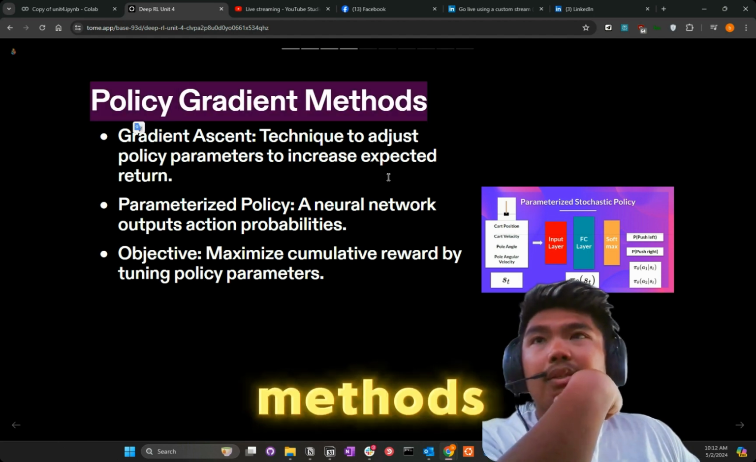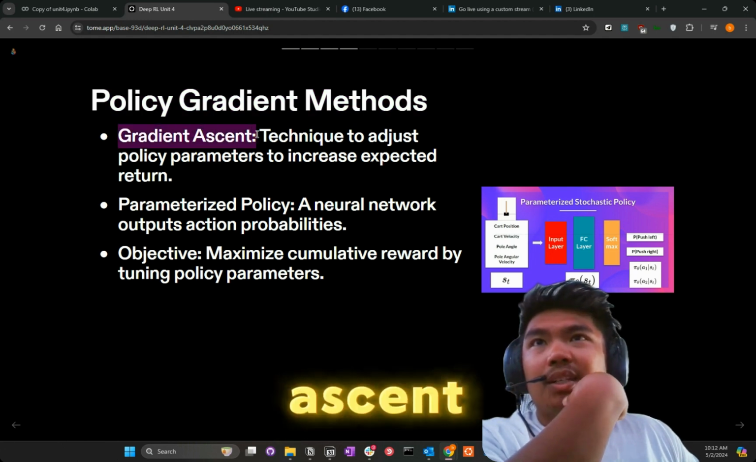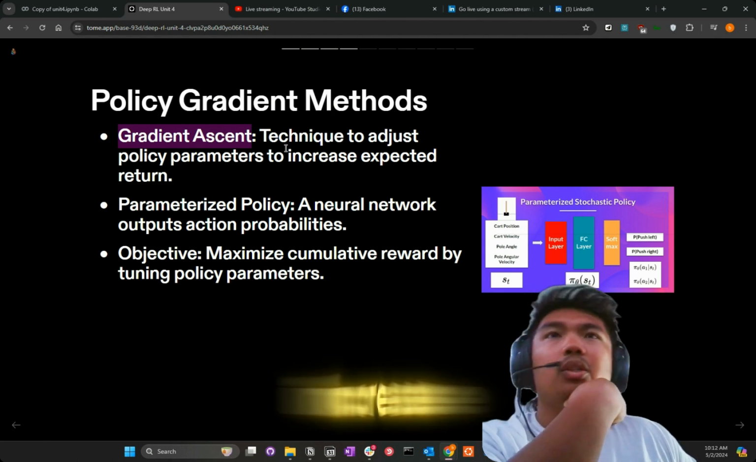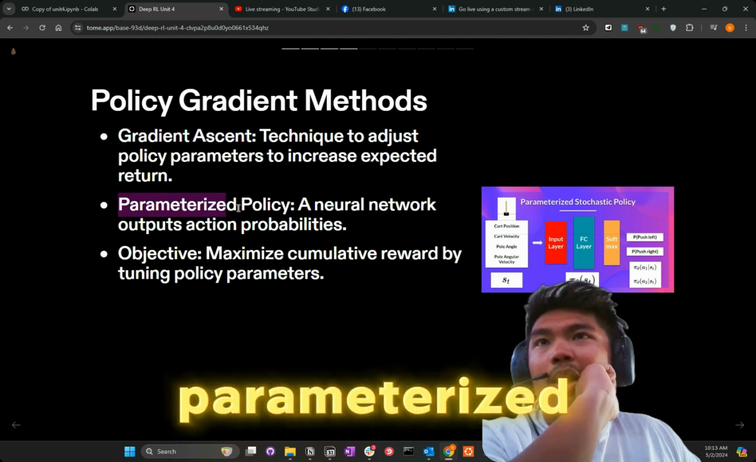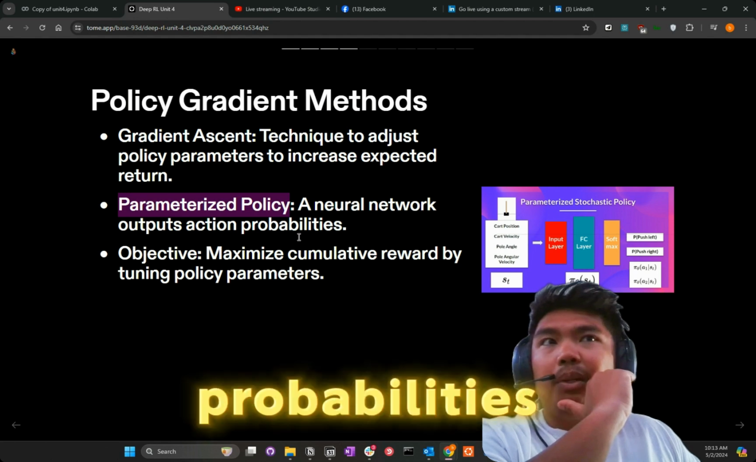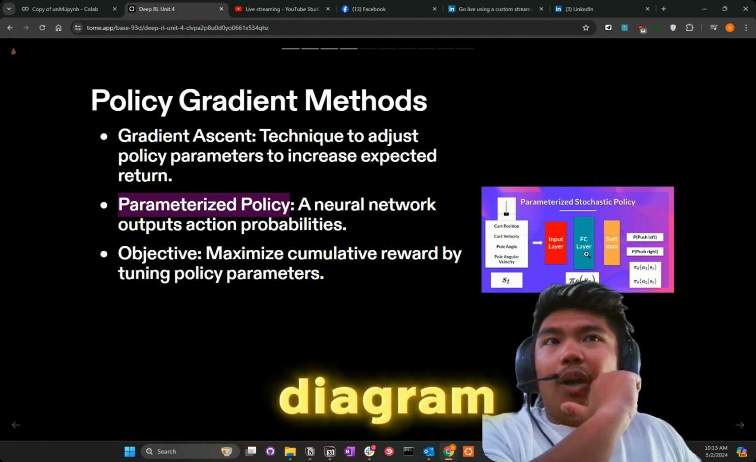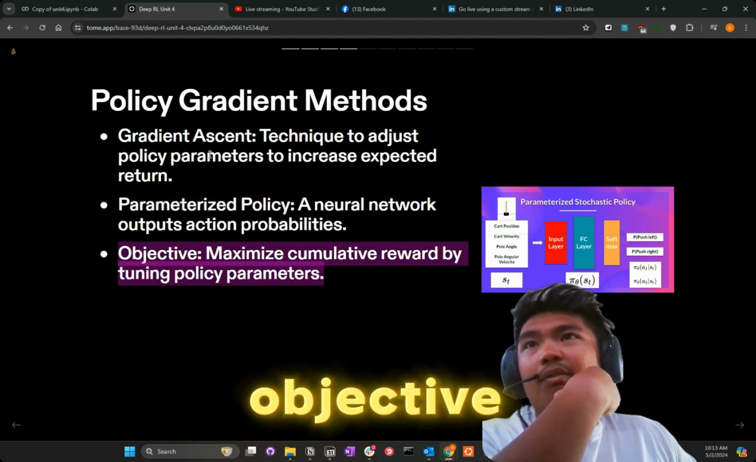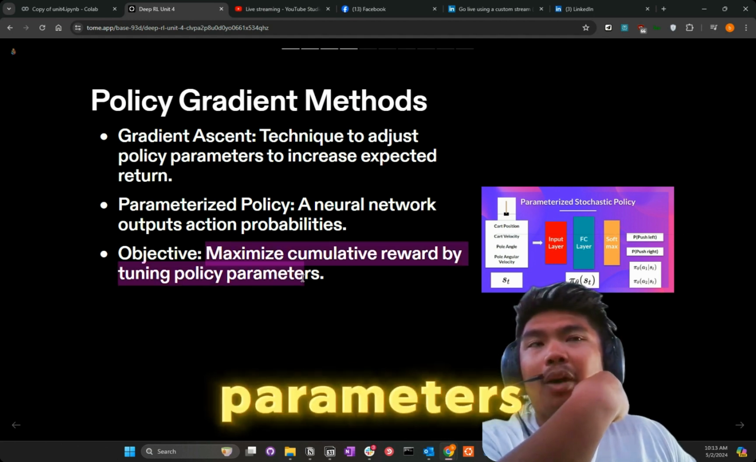Next, policy gradient methods. Some important concepts here are gradient ascent, which is a technique to adjust policy parameters to increase expected return. There's a parameterized policy, which is now a neural network that outputs action probabilities. You can see the diagram to the right here, which showcases that. And the objective is to maximize cumulative rewards by tuning policy parameters.